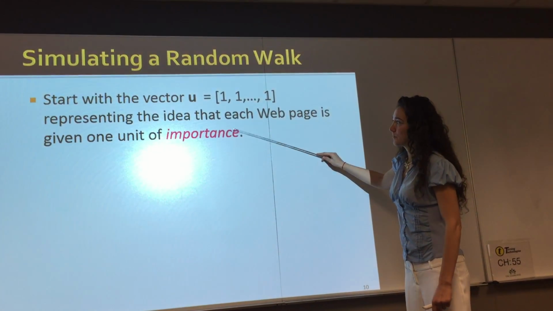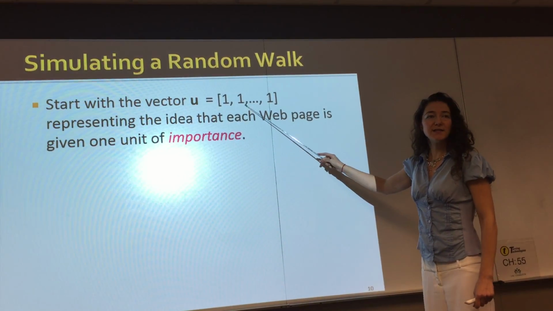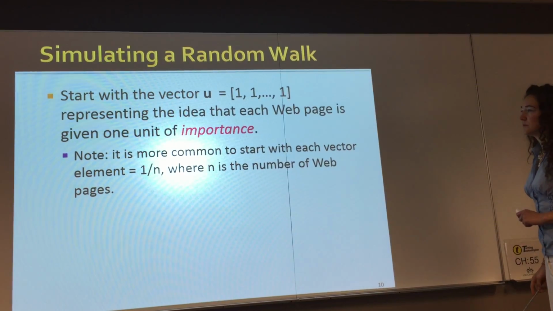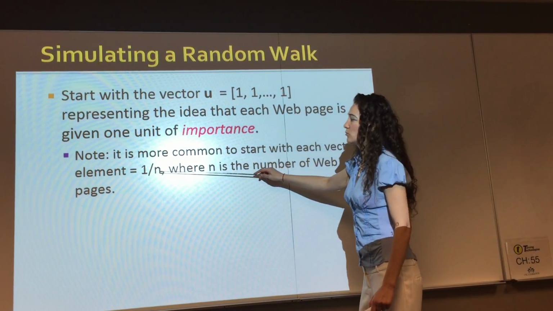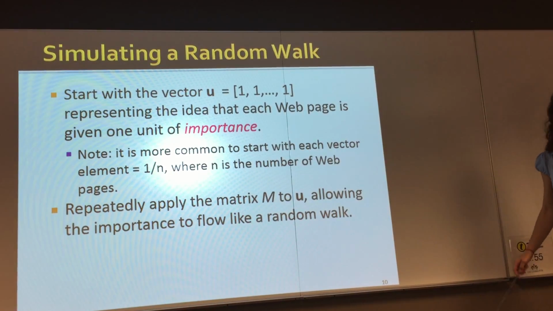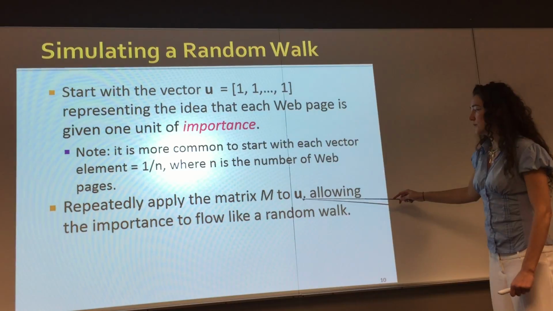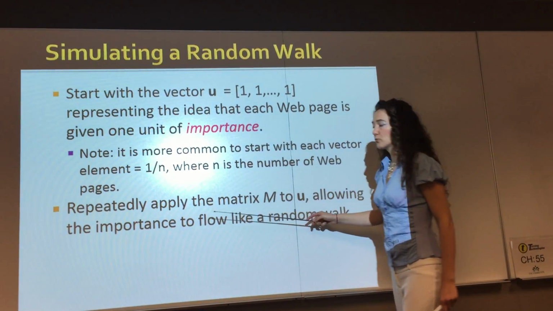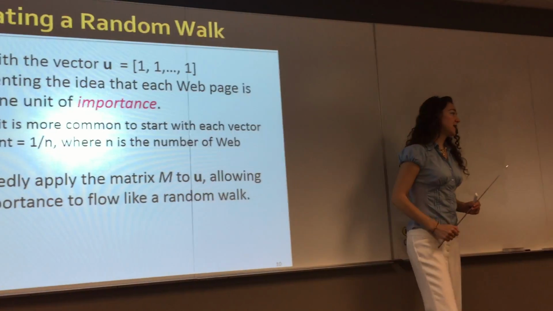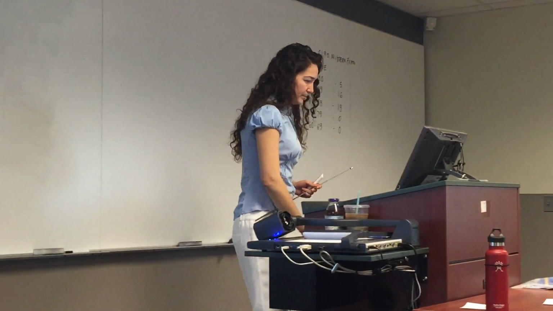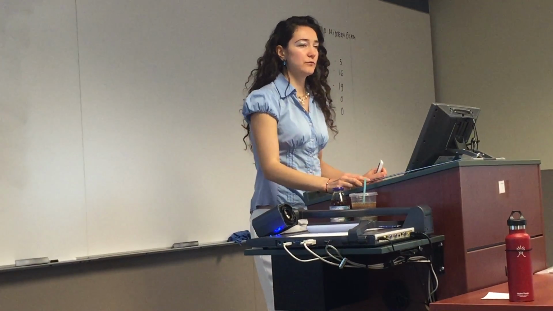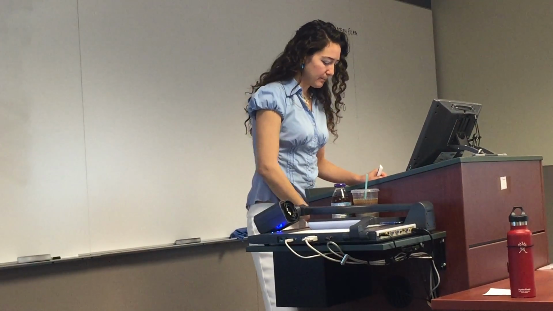A 1 for each page represents the fact that each page is of equal importance. We could start with 1 over n. That is what we have in the matrix. But just for our example, we will start with all ones, and what we will do is repeatedly multiply the matrix with this vector and see how the numbers will change. So allowing this importance of the page to flow in a similar fashion as the surfers are randomly surfing the web. If we do that, we will eventually come to a convergence to where the numbers will no longer change if we keep multiplying like that.